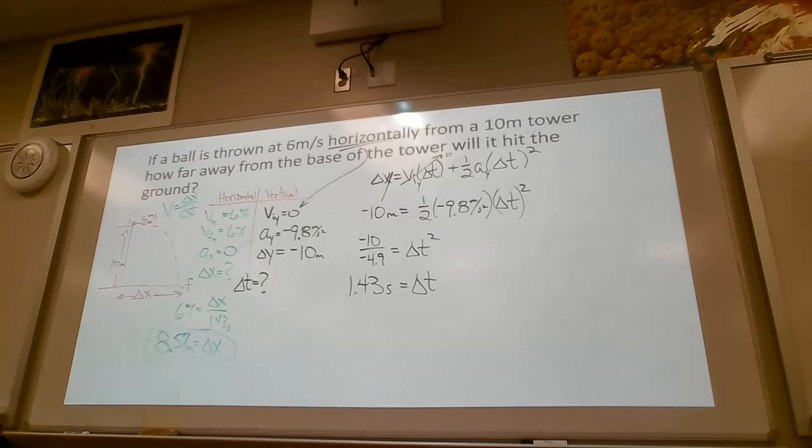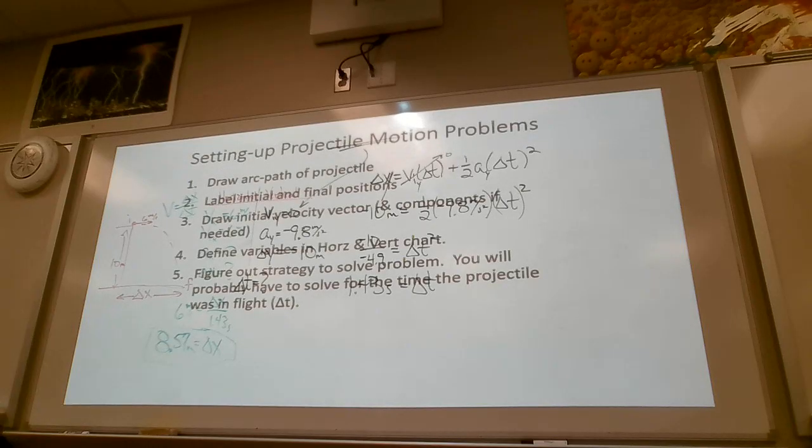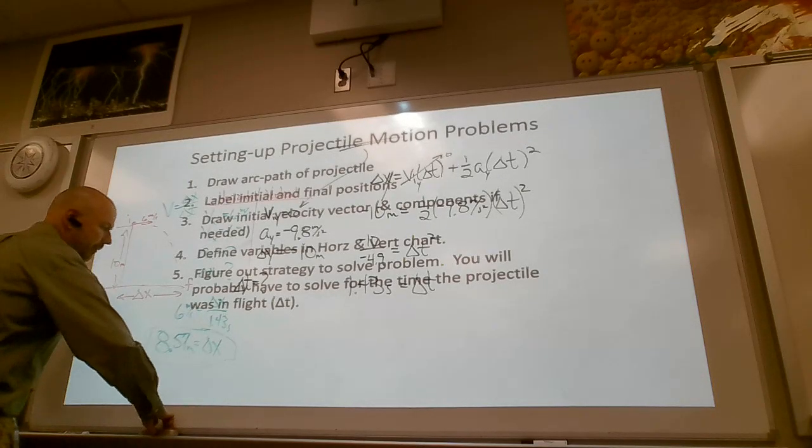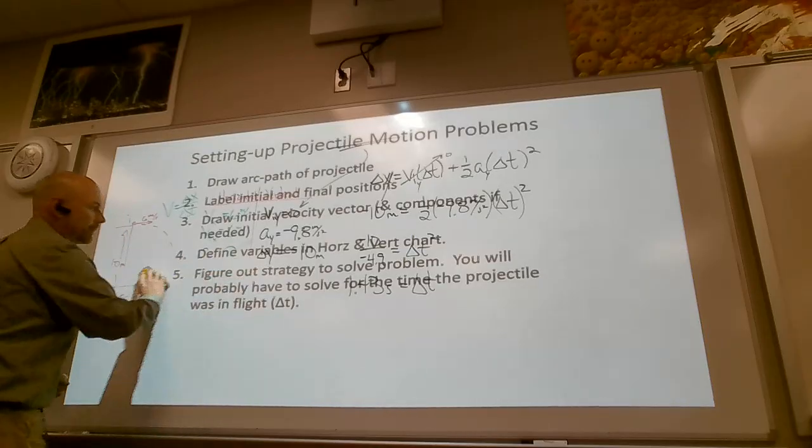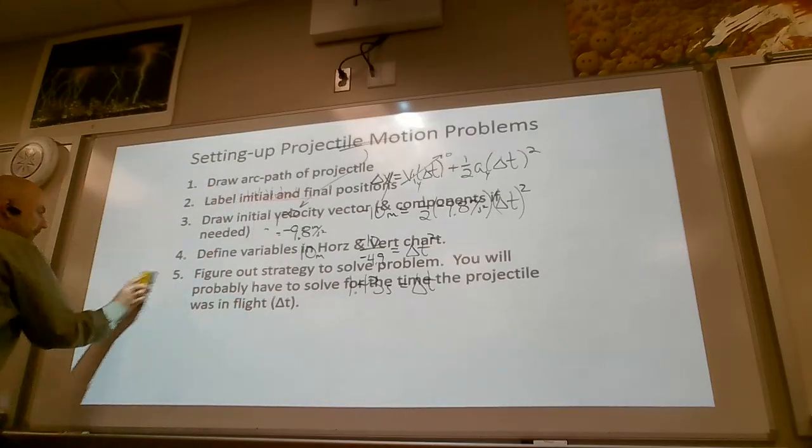Okay, so this is how you bake a projectile motion problem. This is like the recipe. It's on your notes. I just took you through it.